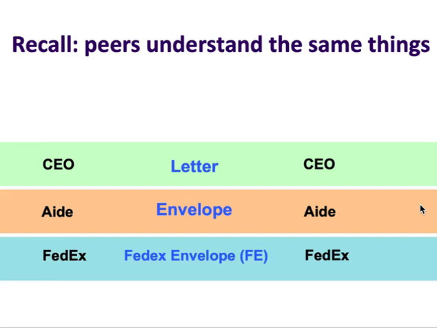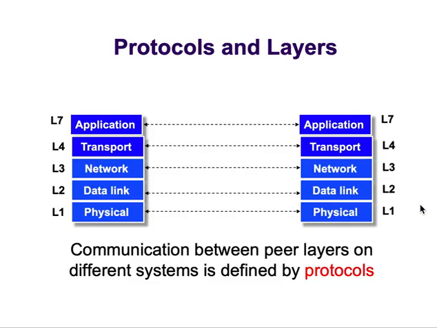And for that, I want to take you back to the example we had in the last lecture, the analogy of CEOs wanting to talk to each other, and the way they talk is by going through these layers that I hope you can now relate to internet layers. At each layer, peers understand the same things. CEOs understand what CEOs say, the aide understands what the other aide says, and the FedEx delivery people, the delivery infrastructure, know how to speak to each other. It's going to be very much the same with our internet layers. Peers at the same layer are going to be able to understand each other.